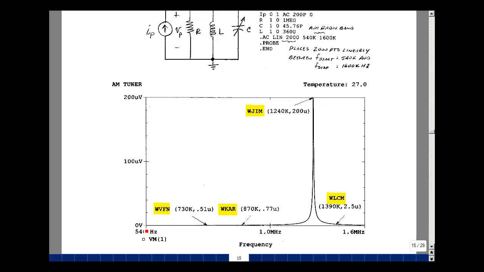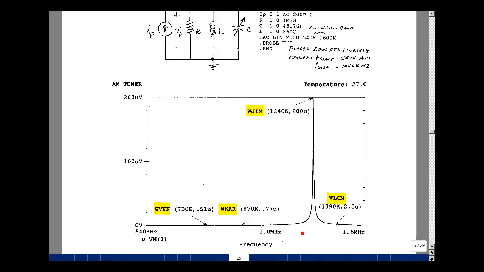So given the 200 picoamps that's being applied in magnitude of the phasor, at this frequency of 730 kilohertz, I only create 0.51 microvolts. At this frequency, 0.77 microvolts. But at this frequency, I've got 200 microvolts, and then at the 4th radio station, I've got 2.5 microvolts.